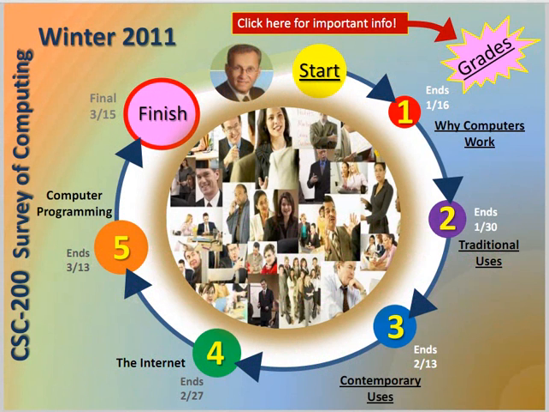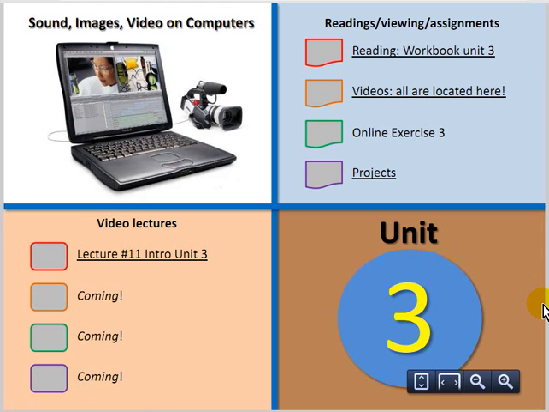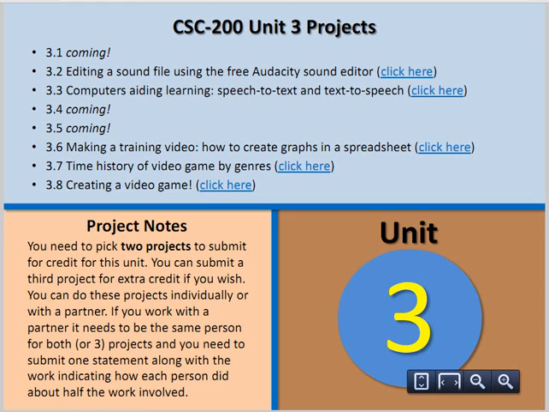Here we are at the home page of CSC-200. Let's take a look at the projects for Unit 3. In order to get to the projects, we've gotten to the Unit 3 page. By clicking on Projects, we get to a listing of 8 projects that I've got planned.